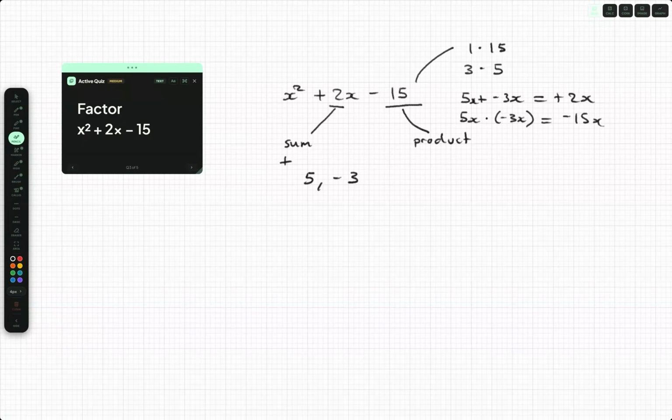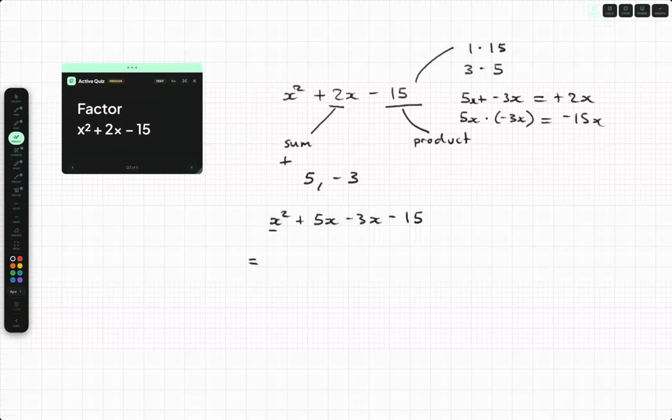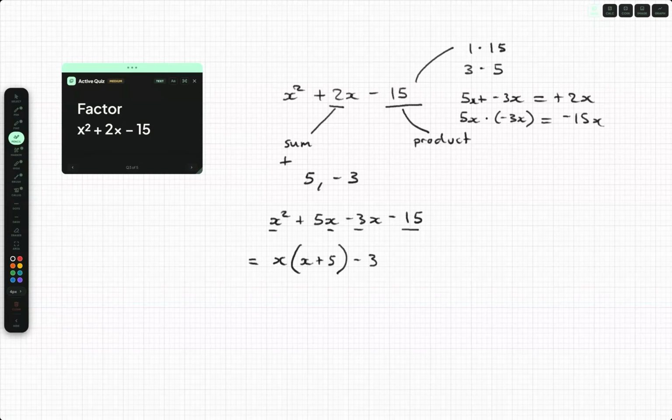Once that's solved, all we got to do is rewrite the entire expression. x squared plus 5x minus 3x minus 15. Still exactly the same expression. Now factor by grouping. So these two have in common only the x. So we factor out the x, we get x plus 5. These two, they have a common factor of minus 3. So we can factor out the minus 3.